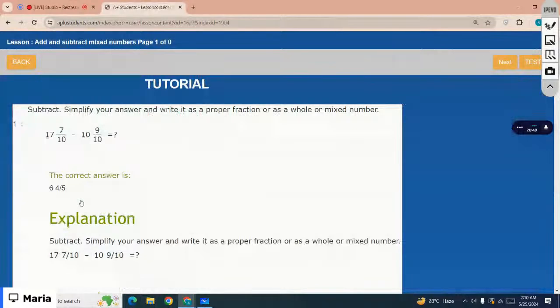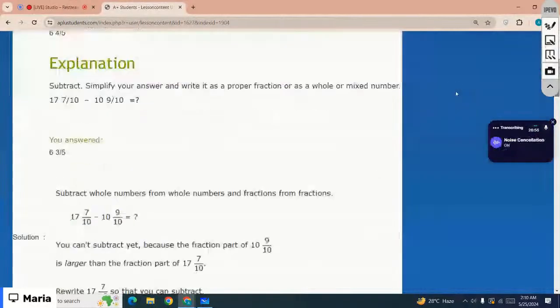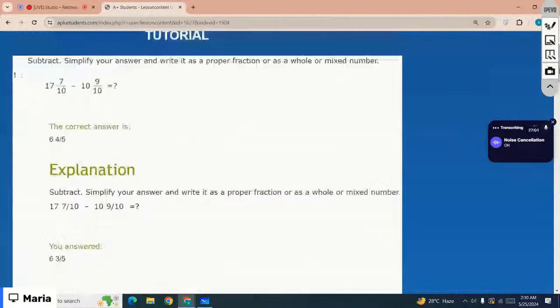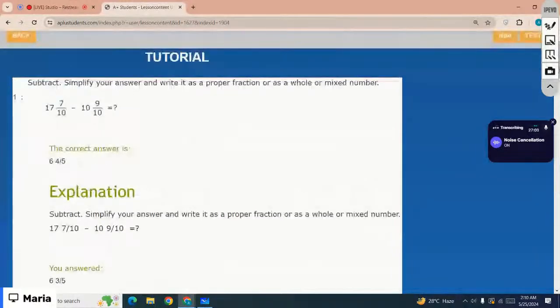Okay, the first one is subtract 17 whole 7 over 10, take away 10 whole 9 over 10, right? So you can subtract the whole number out of the whole number and the fraction out of the fraction, right? But here you need to understand one thing. Just look at their fractional part.